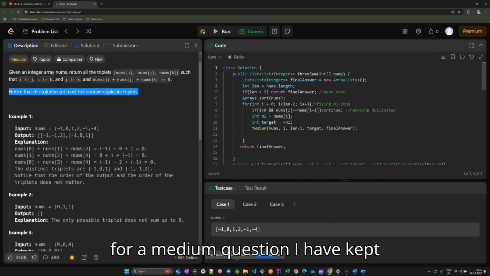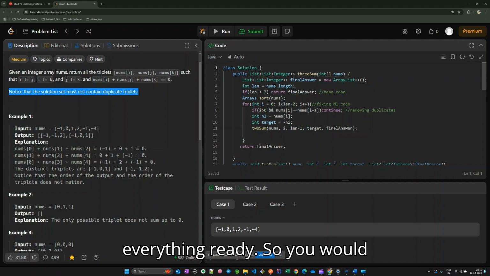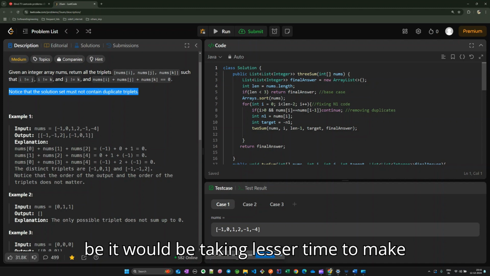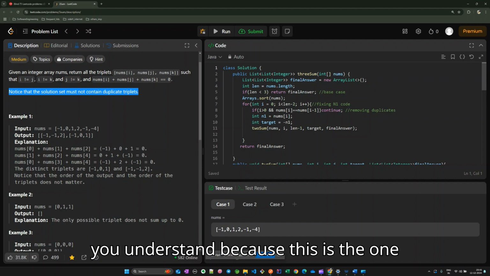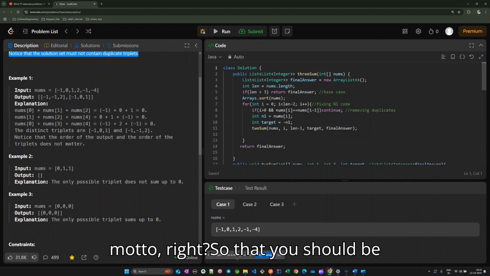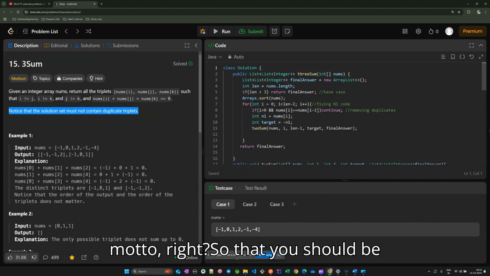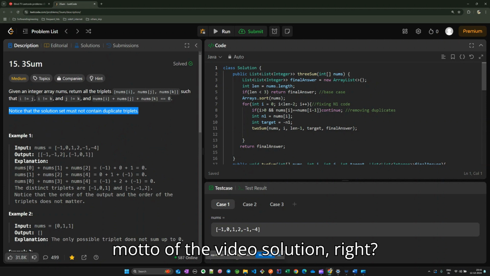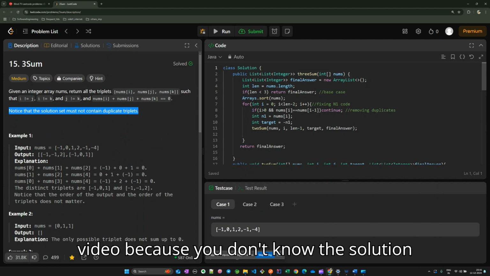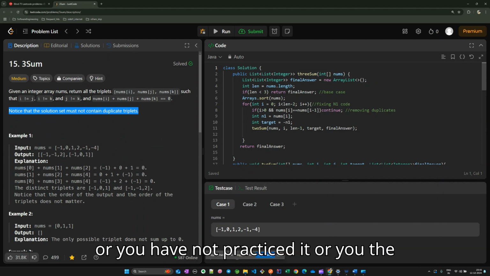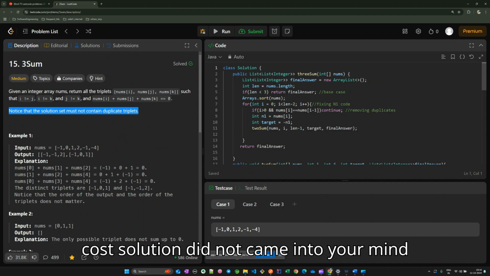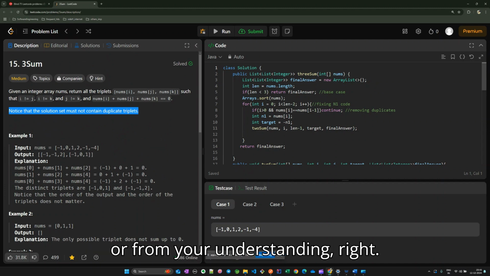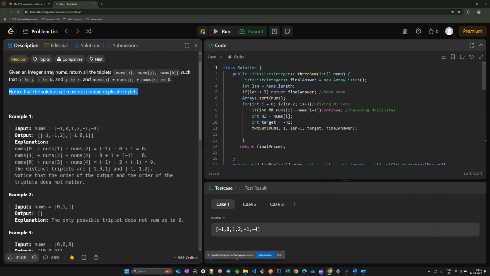For the medium question, I have kept everything ready, so it would take less time to make you understand, because this is our motto, right? So that you get acquainted with the problem solving skill fast. This is the motto of the video solution, right? Because you are seeing the video because you don't know the solution, or you have not practiced it, or the solution did not come to your mind.